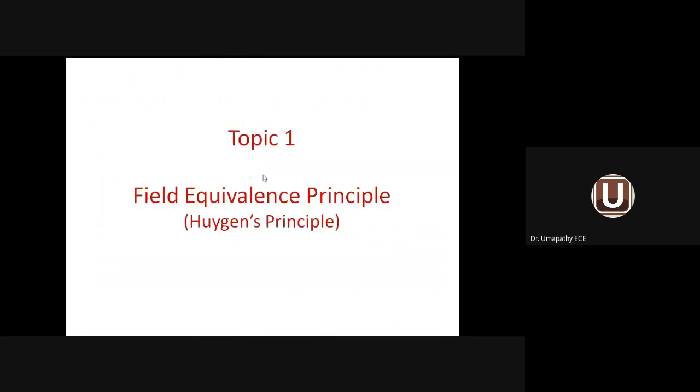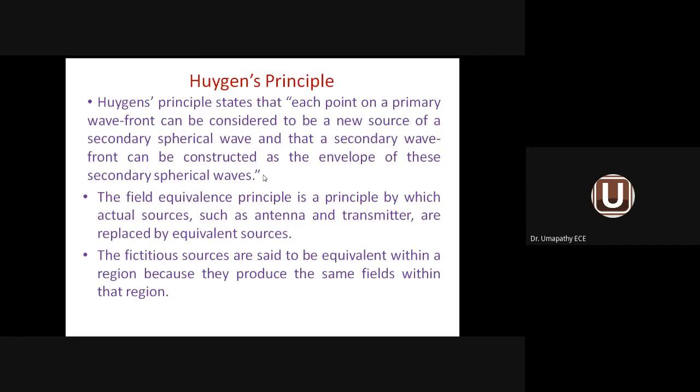And we have seen the field equivalence principle, Huygens principle. To analyze the aperture antenna, we need to convert the actual source into equivalent sources. Then only we can determine the radiation characteristics of the aperture antenna. Then only we can go for design of any aperture antenna at a microwave frequency. Normally our actual sources are antenna and transmitter, so they are replaced by equivalent sources. We were able to find out the radiation characteristics of these equivalent sources. Then only analysis becomes very easy.